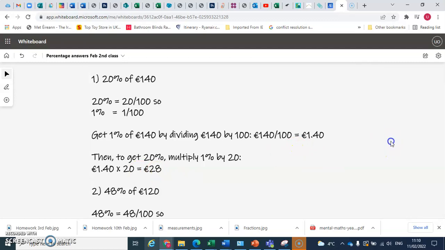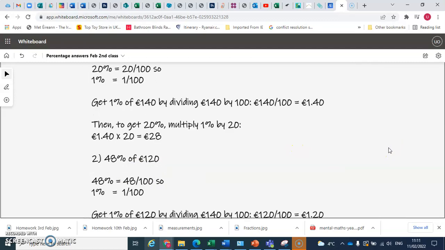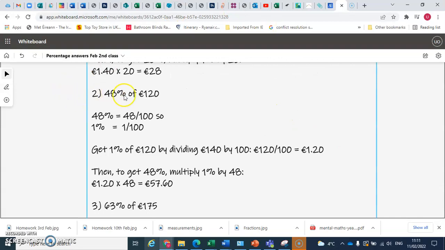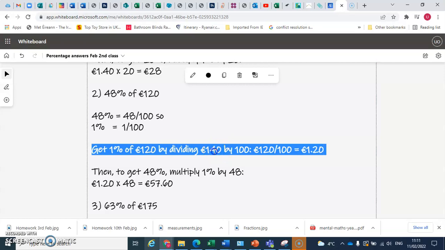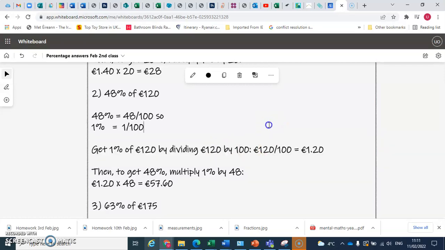Okay, and you do the same thing for all of the questions there. So again, 48% of 120 this time. 48% is 48 over 100. 1% is 1 over 100. Always is. Okay, so step 1, get 1% of 120 by dividing, sorry, I have a typo there, by dividing 120 by 100. So that becomes €1.20. So that's 1%. So all you need to do to find 48% is multiply 1% by 48. So here's our 1%, €1.20, multiplied by 48, and you get €57.60. Okay.